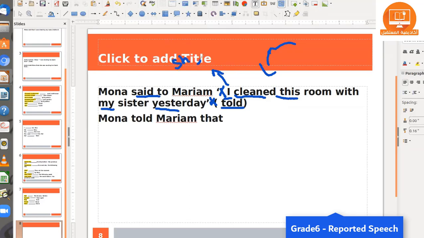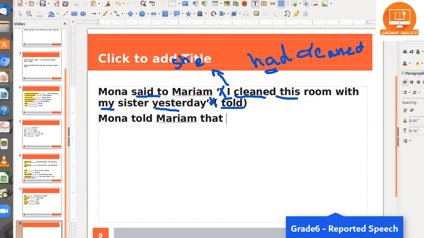Very good. She. And the clean, this is past simple. I change it to what? Past simple, I change it to past perfect. It means, past simple, but I'm going to past perfect. Okay, it means clean will be what? Past perfect. Remember, past perfect is had plus past participle. Okay, it means it will be had cleaned.